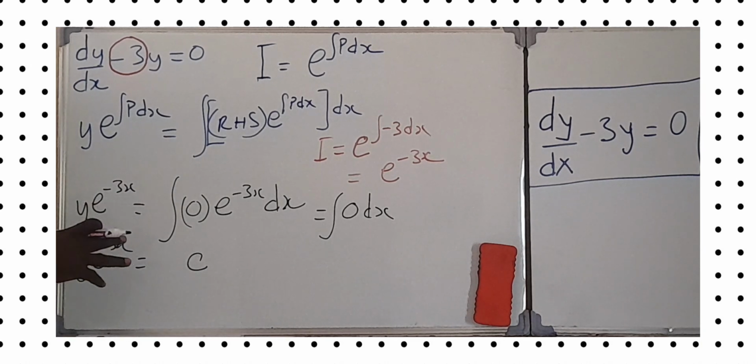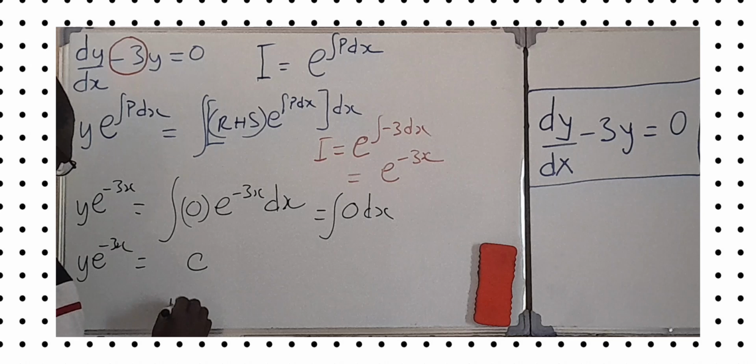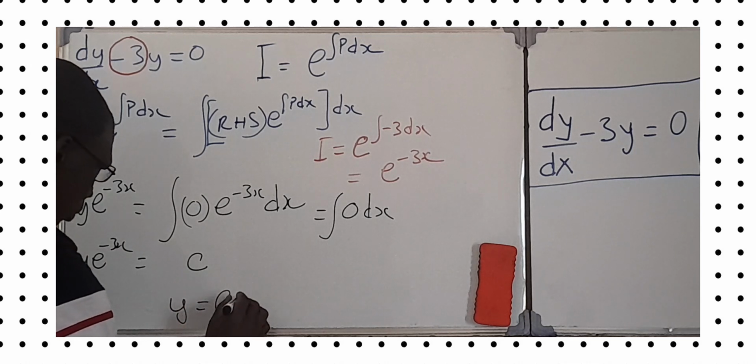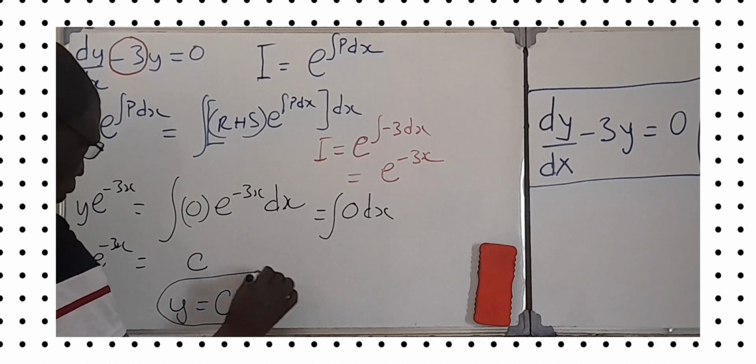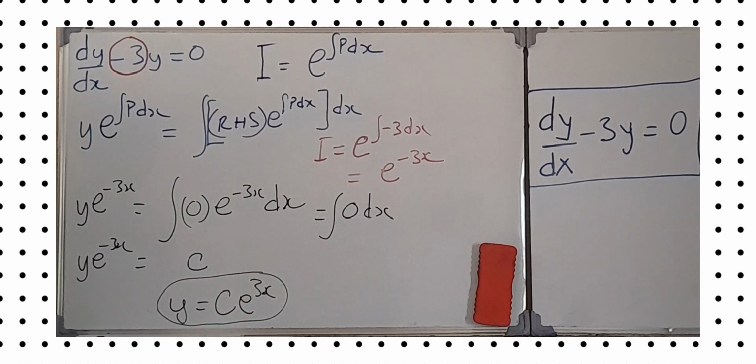When we multiply both sides by e to the power 3x, we do get y is equal to c e to the power 3x. That's the solution to our differential equation.